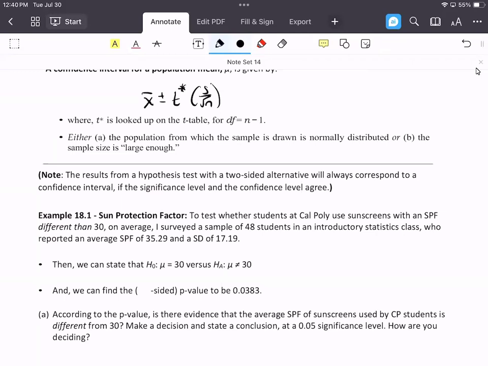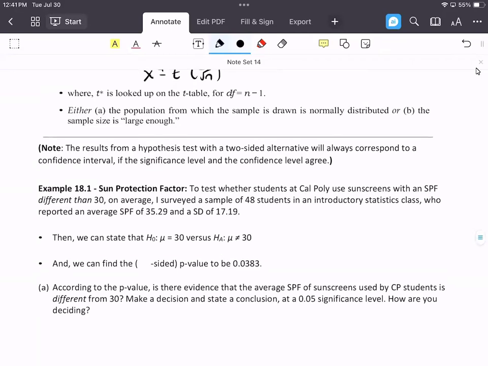So continuing on with that sun protection factor, what if we did it as a two-sided test? So we're interested in is different. So this is two-sided, and we're going to say that it is 0.0383, and you're like, where'd you get that from? What I did is I took the one-sided p-value from the applet and multiplied it by 2.